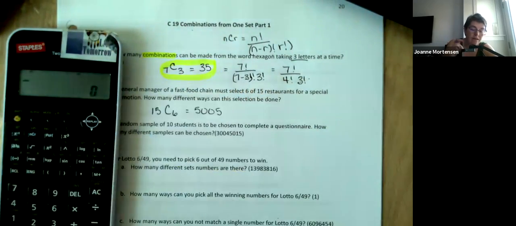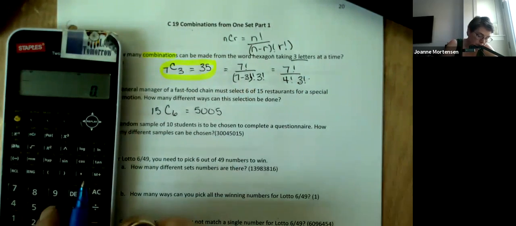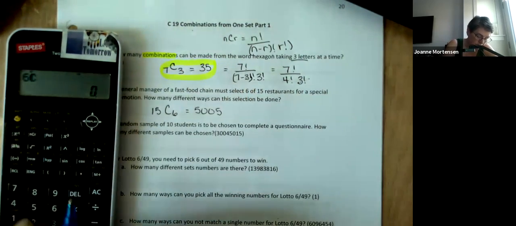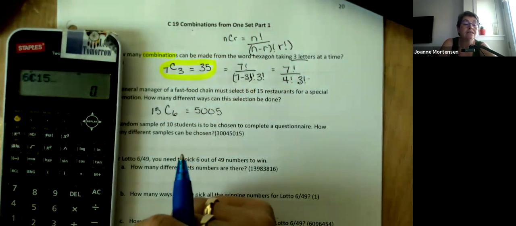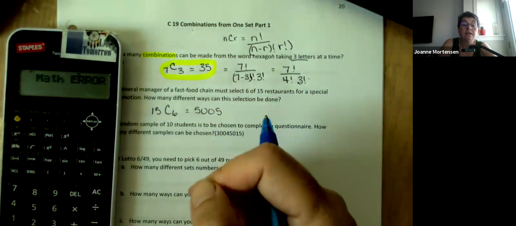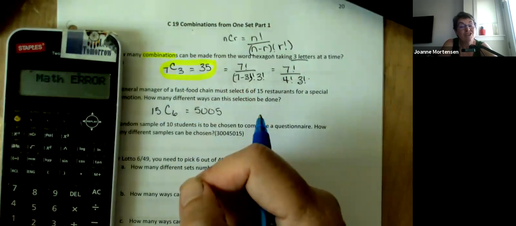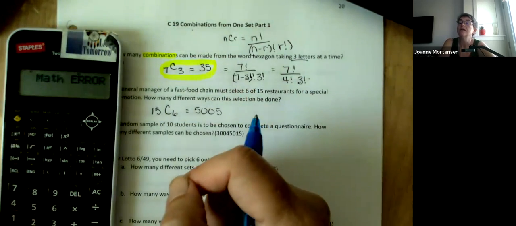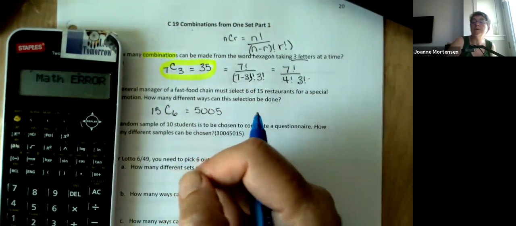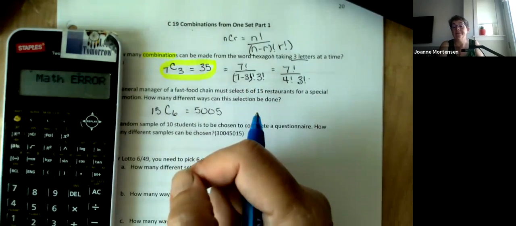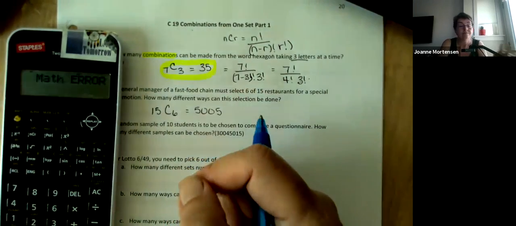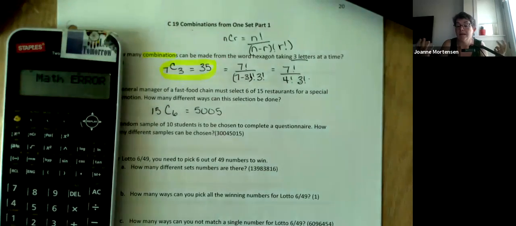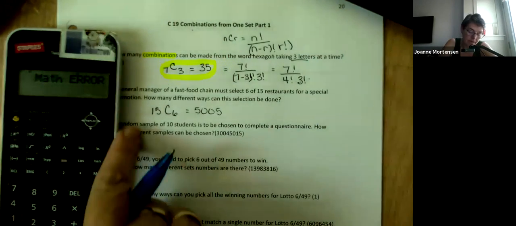Oh, by the way, if you mess up and you go 6 choose 15, if you accidentally reverse your numbers, your calculator is going to say, no, that's not how you do it. So don't get all worked up about remembering which one goes where, because if you put it in backwards, you're going to get a math error or something.